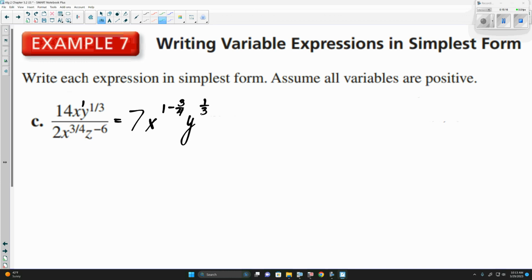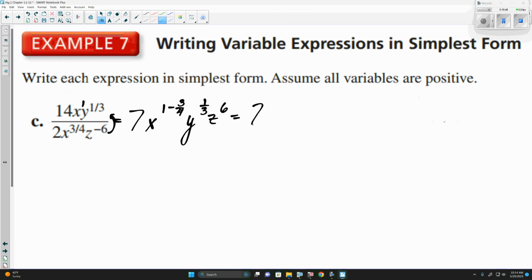And the last one we have that's not been listed is z to the -6, yes? Now, we can't leave it as a -6, but if we move it from the denominator to the numerator, the exponent will go from negative to positive, yes? So we'll have z to the 6. And if it's negative in the numerator, we can move it to the denominator to make it positive.